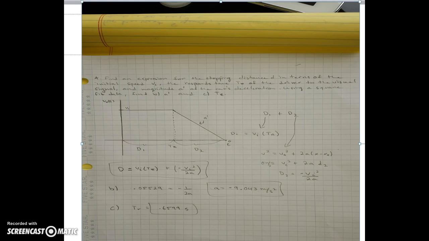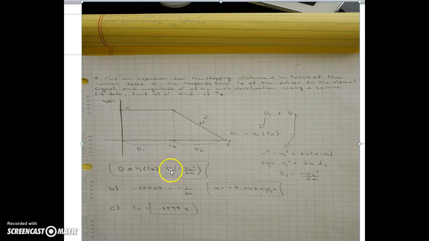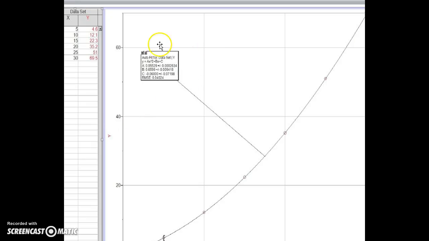So when I went to plot my velocity over the distance covered, in order to find the coefficients in front of these, which is the tr and the one in front of this one, I used a quadratic fit line, and I got the numbers for a 0.05529, and for a coefficient of b I got 0.6599.